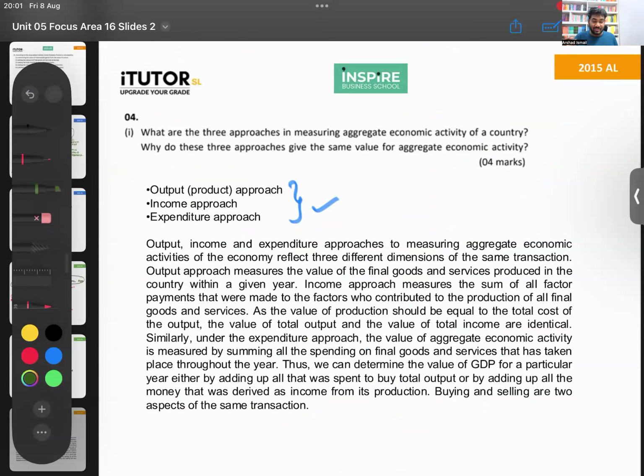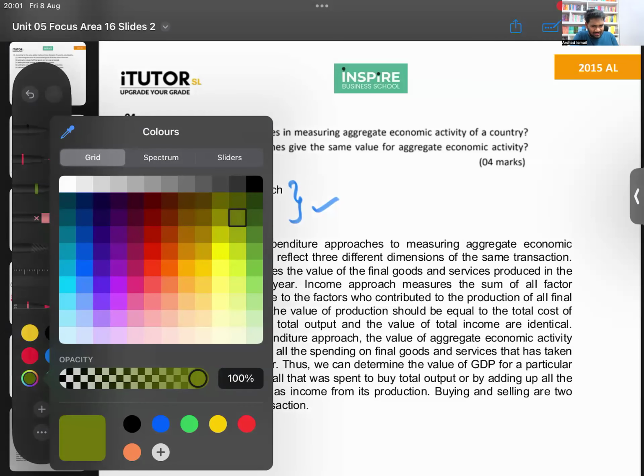Even if you look at it in Sri Lanka, practically it's a little hard to get the same value for everything, but they somehow get it. They do some adjustments here and there, and they get it. If you look at the Department of Census and Statistics website, you see the output approach, income approach, and expenditure approach. The GDP is exactly the same. So you have to get that. I'll just read the answer for you all to understand, but it's a very simple thing.